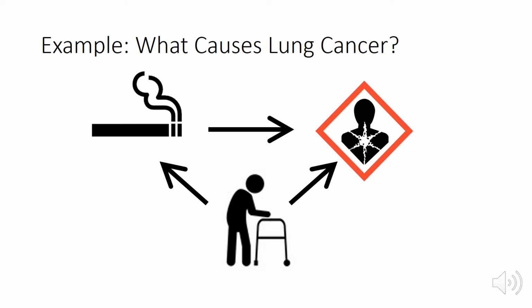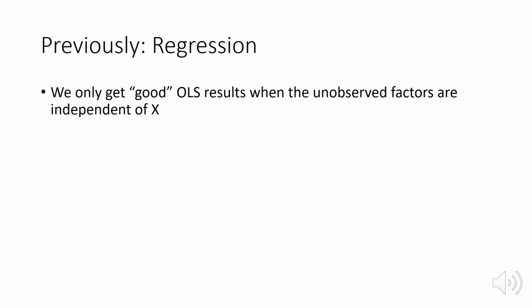Now, previously, we had conditioned, we had controlled for this balance. Previously, we would run a regression. But the problem with running a regression, and this is just review, we know this from our previous lecture, the problem with running a regression is we only get good regression results when the unobserved factors are independent of X. And again, that's a mathy word, but what it means is that we would expect the outcomes to be the same regardless of age. That was our identifying assumption with regression.